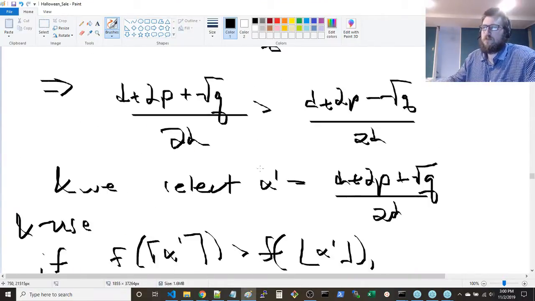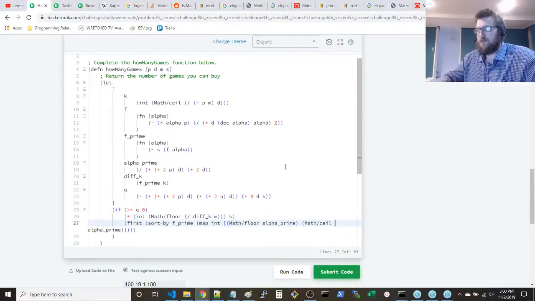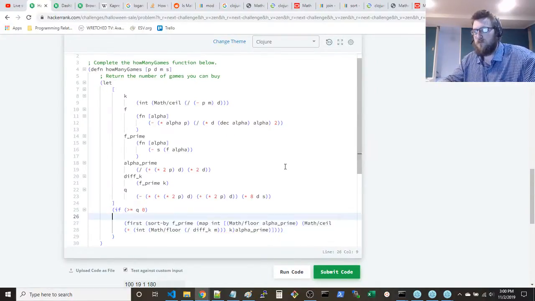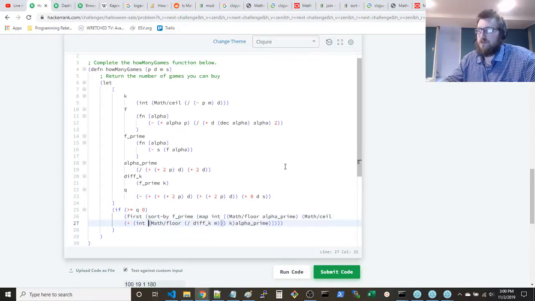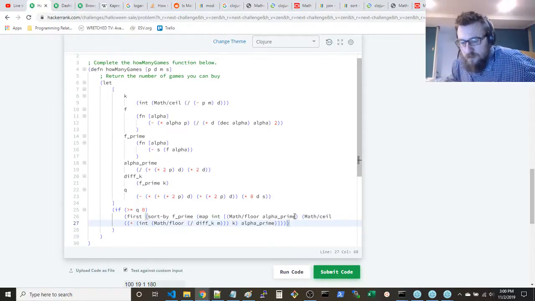So we say if Q is greater than or equal to 0, then we'll take this other function, we'll do this one. Otherwise we'll take floor of the difference of Km. That's alpha prime, which is, I don't know if this is the correct thing either. I'm thinking about it. Oh, got it. That's why.